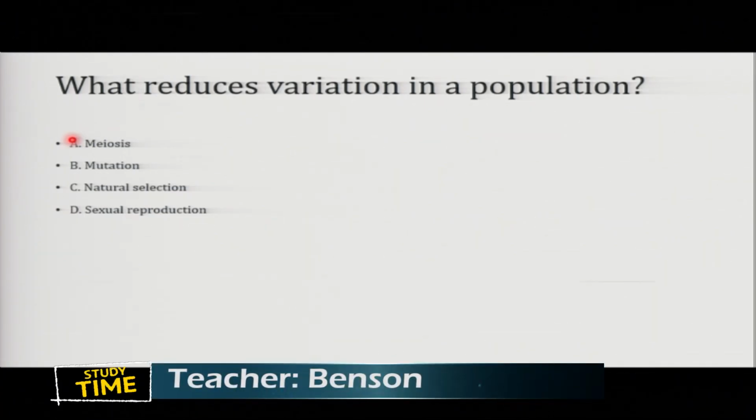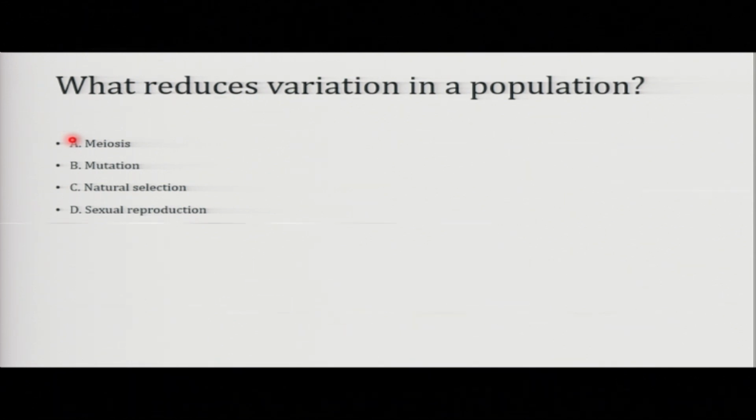You have the word variation. In a population, organisms of the same species do differ amongst themselves. You have cows at home or goats. They are all cows, they are all goats, but don't they look the same? Now the question is, what will lower the chances for them to continue differing?